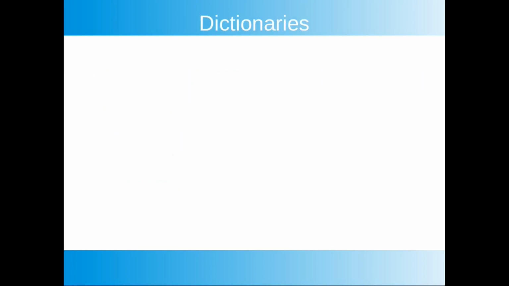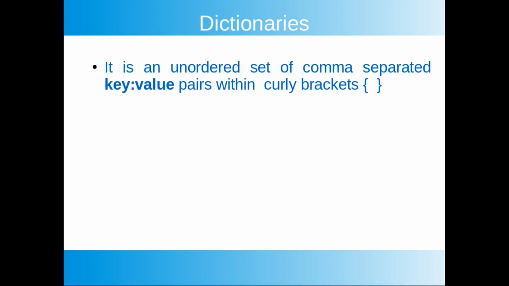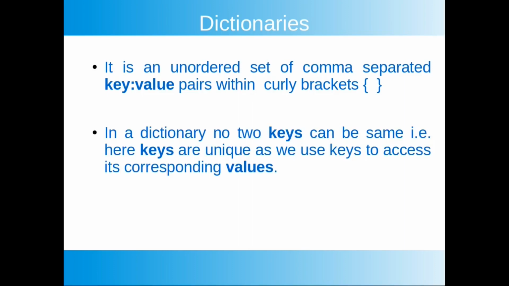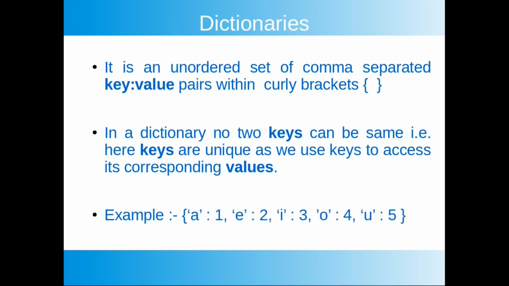Then comes the dictionaries. Now a dictionary is an unordered set of comma separated key value pairs within curly brackets. In a dictionary, no two keys can be the same. That is, here keys are unique as we use these keys to access their corresponding values. So let's see an example of a dictionary.